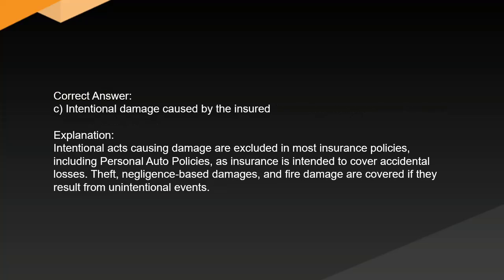Correct answer. C. Intentional damage caused by the insured. Explanation. Intentional acts causing damage are excluded in most insurance policies, including personal auto policies, as insurance is intended to cover accidental losses. Theft, negligence-based damages, and fire damage are covered if they result from unintentional events.